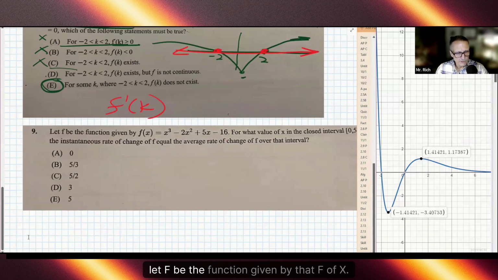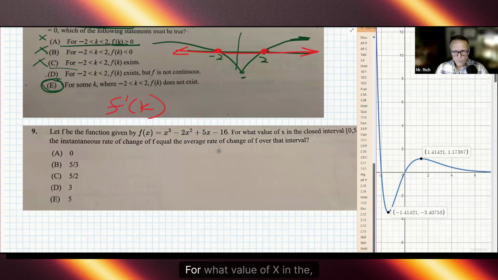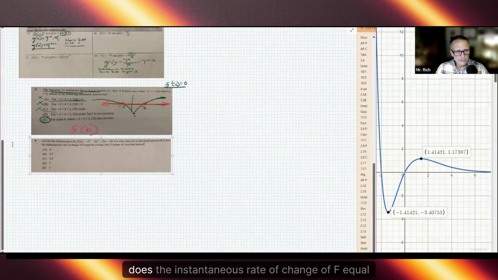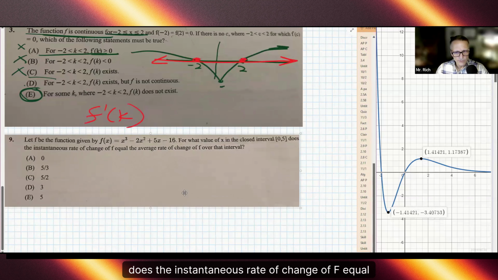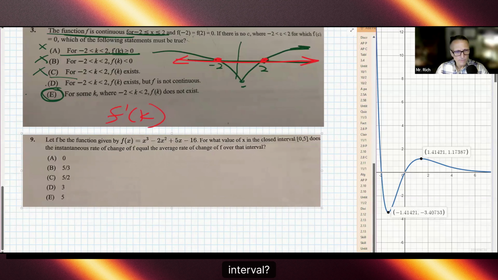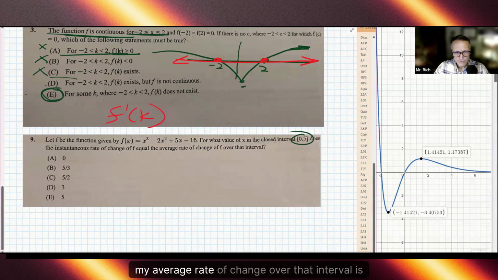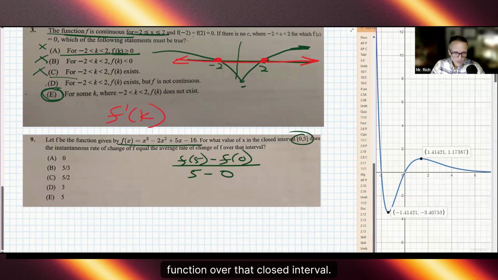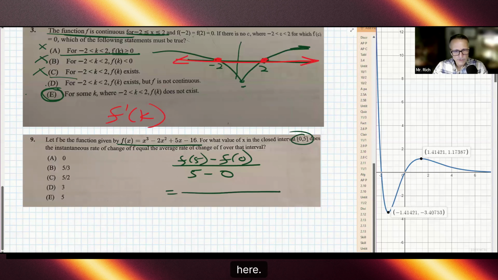It says let f be the function given by that f of x. For what value of x in the closed interval 0 to 5 does the instantaneous rate of change of f equal the average rate of change of f over that interval? Well, I'm going to go ahead and calculate the average rate of change here, Taylor. If they're giving me an interval, my average rate of change over that interval is going to be f of 5 minus f of 0, divided by 5. This is something the pre-calc students know. You can get the average rate of change of this function over that closed interval. I'm assuming it's non-calculator, so we'll have to do a little bit of mental math here.